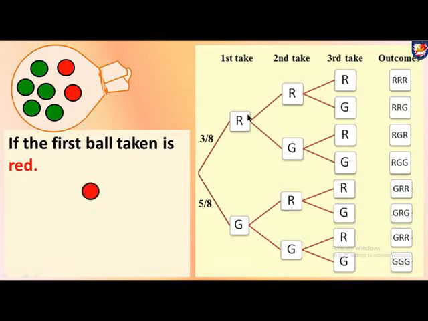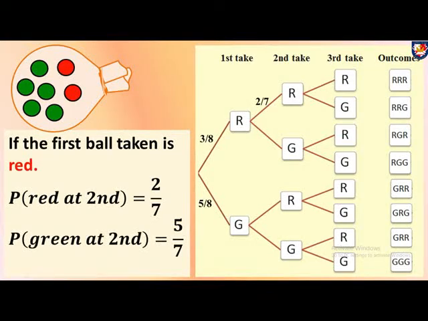So, take out 1 red ball. The probability of getting red is actually 2 per 7 because there are 2 red balls out of 7 balls here. So you write 2 per 7 here. And the probability of getting green at the second is 5 per 7 because there are 5 green balls out of 7 balls here. You write 5 per 7 here.